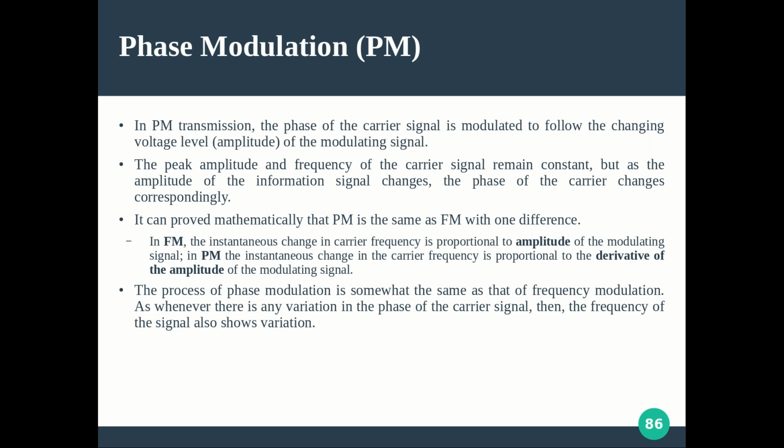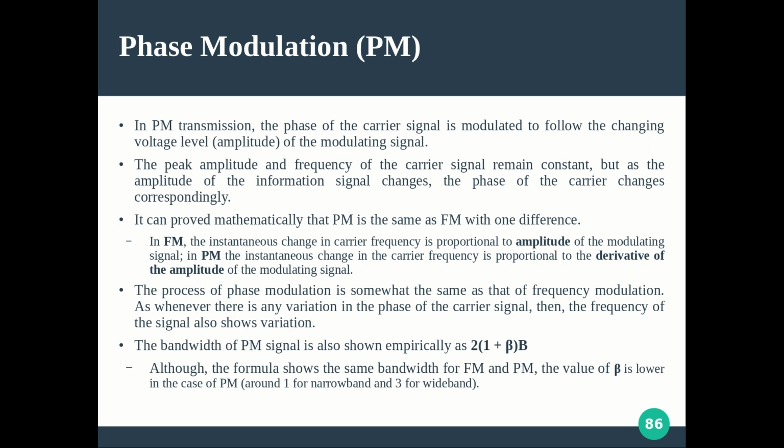And if you want, you can do more reading, but you have to refer to some electronics textbook to understand exactly how. So the bandwidth of the phase modulation signal is also shown empirically, just like here: 2 times (1 plus beta) B. It's the same formula, but with a different derivation.